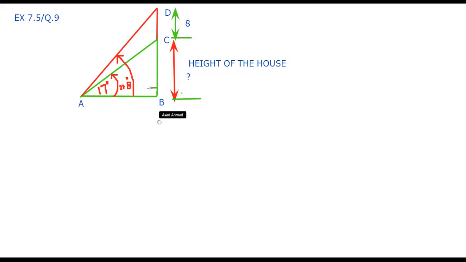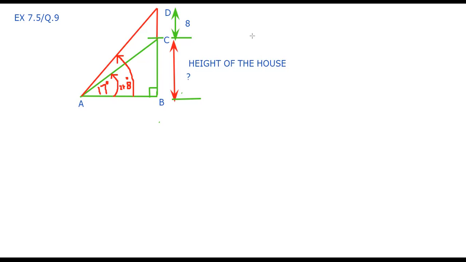This is the question. We are provided two angles. One angle is for the top of the house, that is at point C. C will be the point at the top of the house, like at this position. House top is at point C, and from C to D is the antenna, and we need to find the height of the house. That is, BC will be required. CD as the height of the antenna is already written.